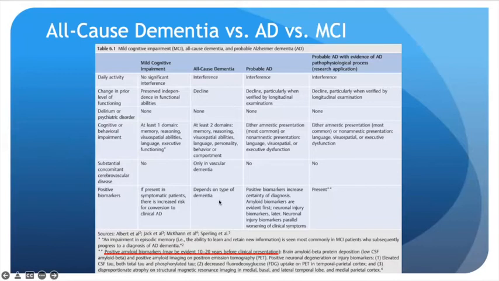With all-cause dementia, for all types of dementia, it kind of depends on the type of dementia. And with probable Alzheimer's disease, the presence of these biomarkers increases the certainty of the diagnosis, and they're also present with probable Alzheimer's disease with evidence of pathophysiological processes. So this is of note. Positive amyloid biomarkers may be evident 10 to 20 years before clinical presentation. So they can be apparent quite early.